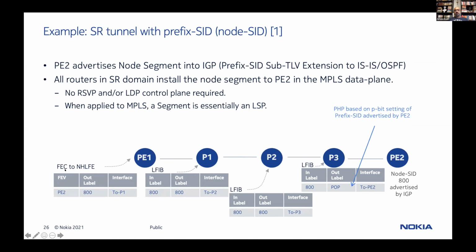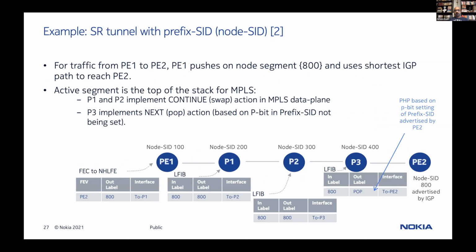Now, PE1 has to put an entry that associates P2 with that SID. So it says, if my destination is P2, I'll put a label of 800 on it, and my interface is the interface to P1. Okay, so now when a packet comes in at PE1 that's destined for P2, it pushes a label of 800, right? It goes to P1. P1 swaps the 800 for 800, as we had earlier. P2 does the same.